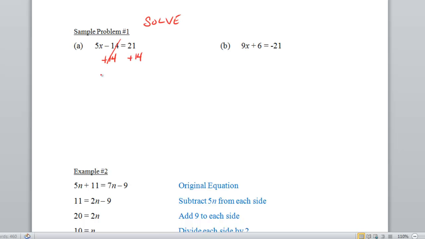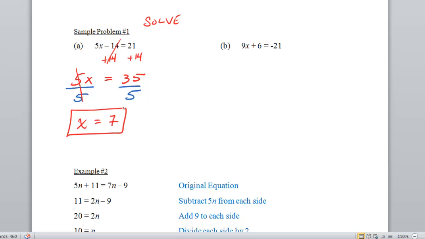So negative 14, positive 14 cancel out, simply leaving 5x on the left side, and then we are left with 35 on the right side. Now, 5x equals 35. 5 is being multiplied by x. The way we undo, I guess you could say, break apart multiplication is through the division process. So I'm going to divide by 5, and if I divide one side by 5, I must divide the other side by 5. So these 5's will cancel out, leaving me simply x is equal to 7. And I've solved for x in that problem.